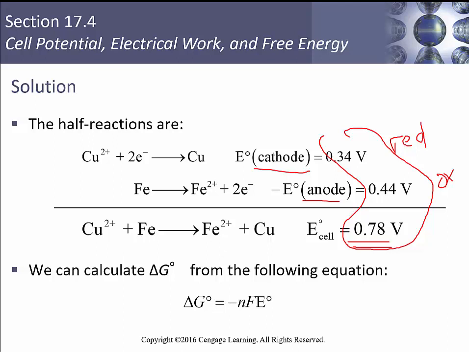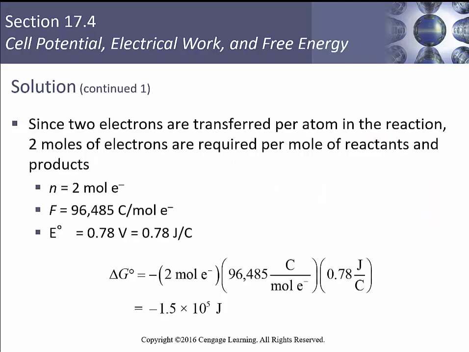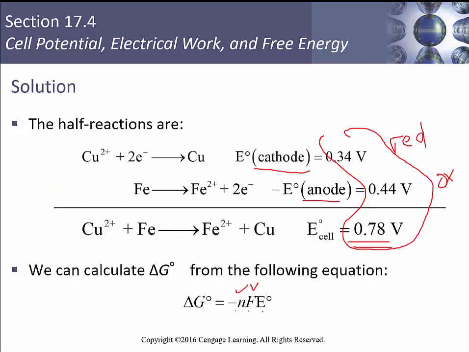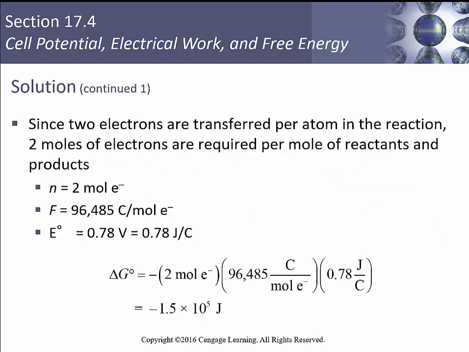We're just going to do, what is our value for delta G? Well, it's going to be N times F times E. F is Faraday's constant. N is just the number of electrons. We're there, right? N is going to be 2 moles of electrons, because if we look over here, how many electrons were involved? 2. So N is going to be 2.